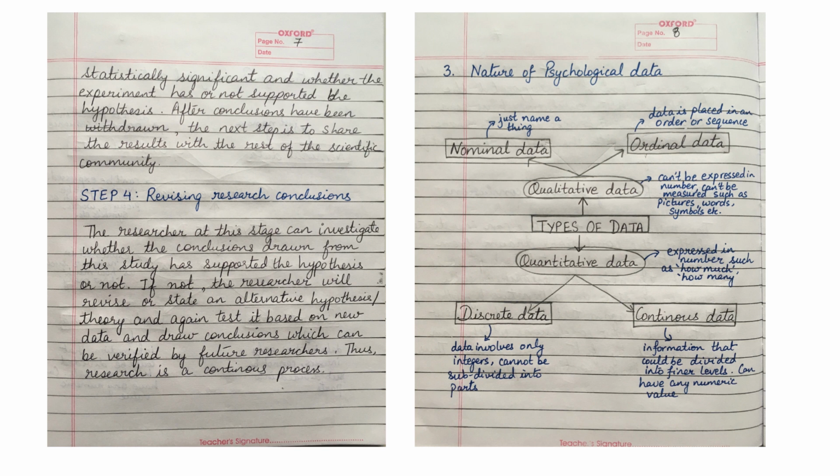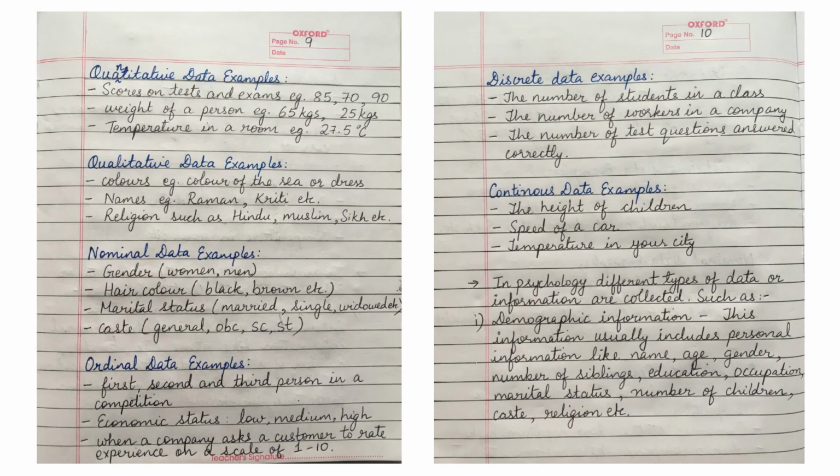Under quantitative data, there are two types of data: discrete data and continuous data. Discrete data means that data involves only integers and cannot be subdivided into parts. Continuous data is information that could be divided into finer levels, can have any numeric value. Quantitative data examples. Scores on tests and exams, example 85, 70, 90. Weight of a person, example 65 kgs, 25 kgs. Temperature in a room, example 27.5 degrees Celsius.